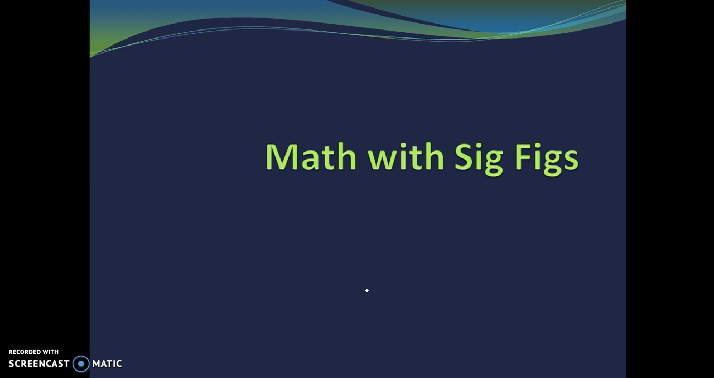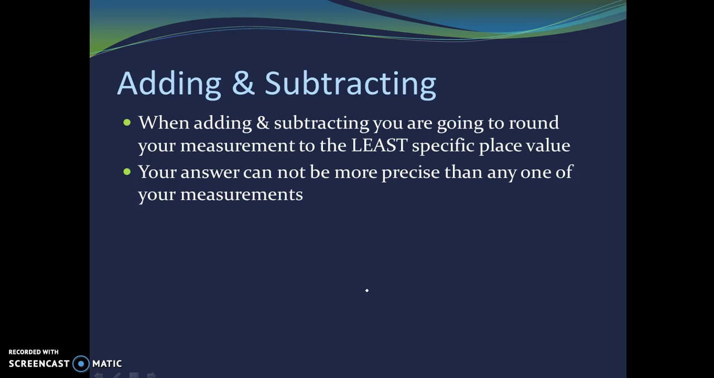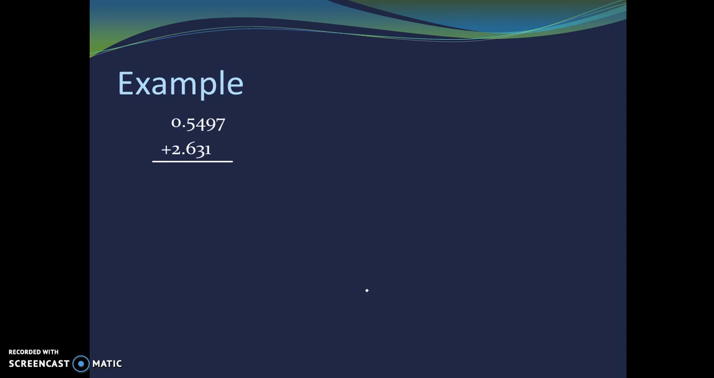Doing math with significant digits. So when you're adding and subtracting, you're going to round your measurement to the least specific place value. Right? Your answer cannot be more precise than any one of your measurements. So remember, the longer the number, the more precise the number is. Your answer cannot be longer than any one of your measurements.